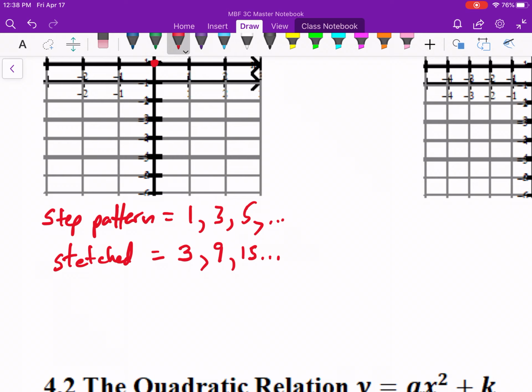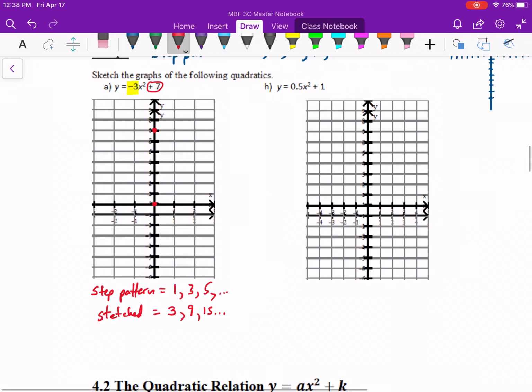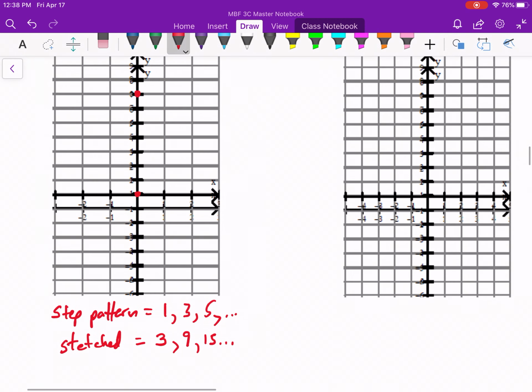I'm not going to have room to plot all those, but that's how this step pattern goes, because it's stretching everything out. So I'm starting at 0, 7, as I already said. I know it's opening downwards, and I'm going to use a step pattern of 3, 9, 15. So from this point here, I'm going to go over 1. It's always over 1. That never changes. So over 1, but I'll go down by 3 this time, because that was my first step.